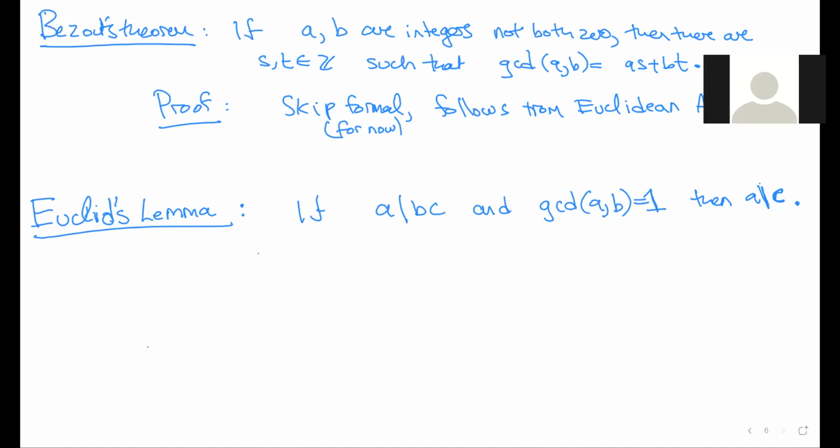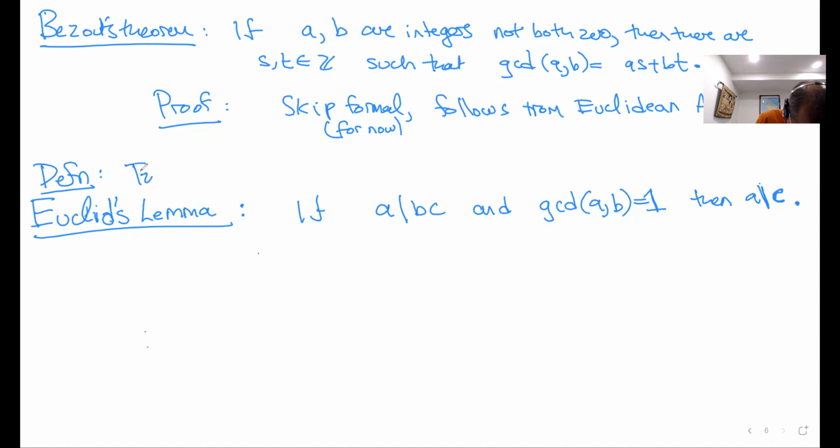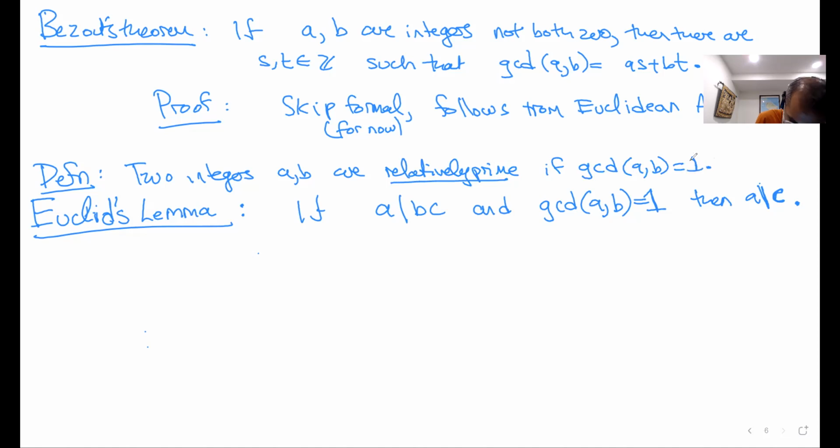Got it. Thank you. So by the way, this situation comes up a lot, so I'll just write a definition. Two integers, A and B, are relatively prime if their GCD is 1. That just means they don't have any common divisors. It's a good terminology, right? Relatively prime. There's nothing that divides both of them.